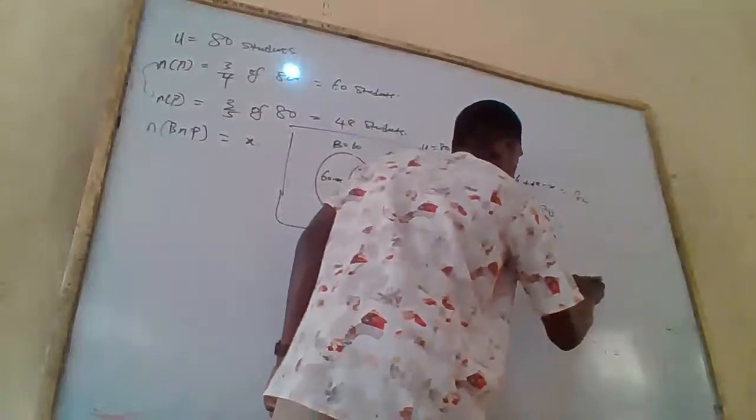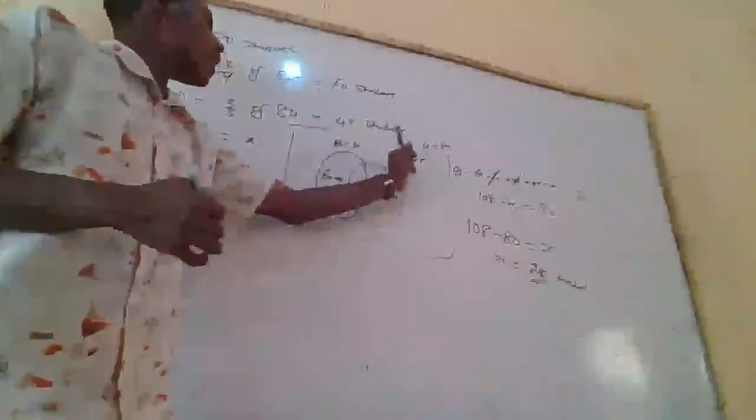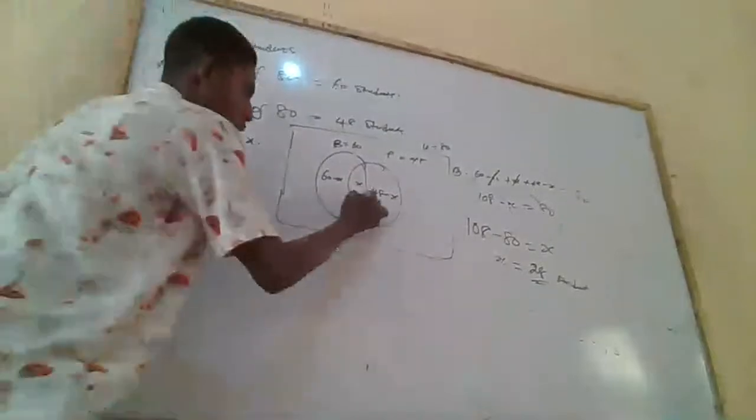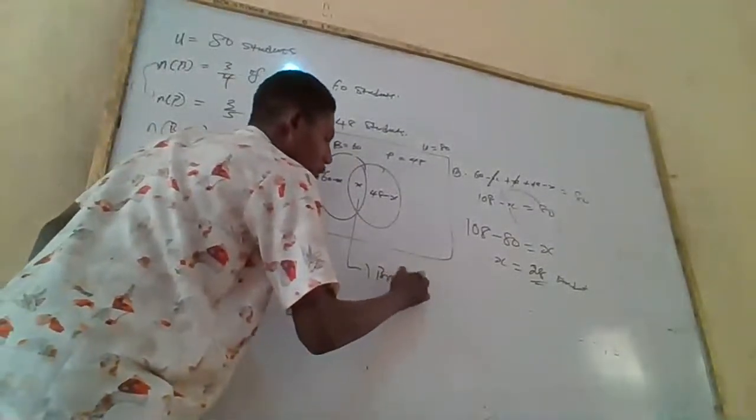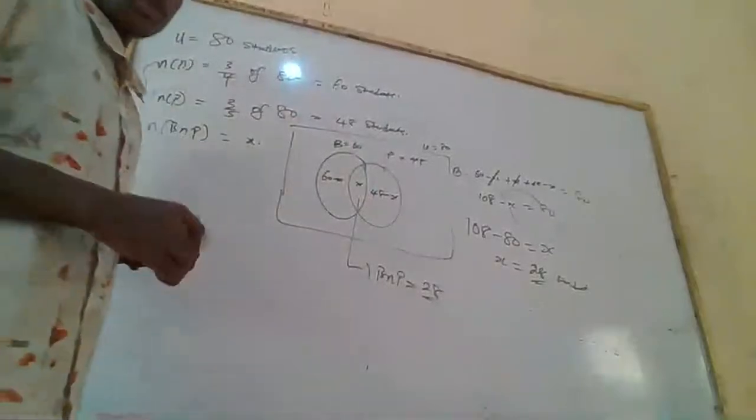So X is equal to 14 students. That means how many people studied both physics and biology? B intersection P. What is that going to give me? Are you there? Now look at the third question.